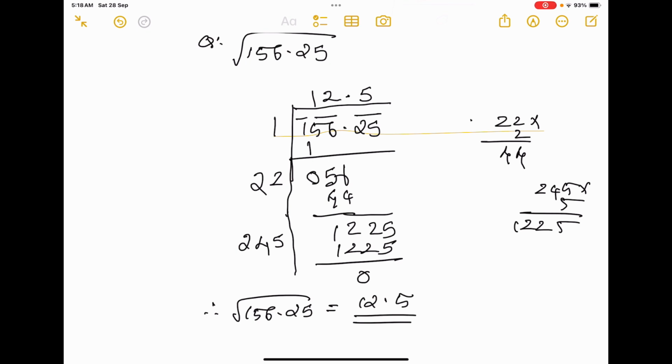245 into 5. If we write 5 near 24, we get 245 into 5. I multiplied here, 1225. We can put 5. So below 1225, you write 1225. Then subtract, 0. Then the root of 156.25 is equal to 12.5.